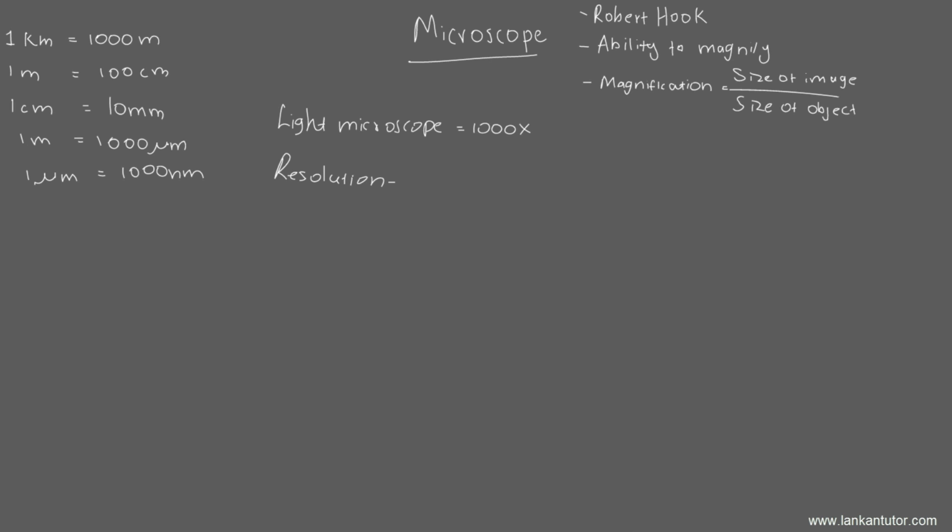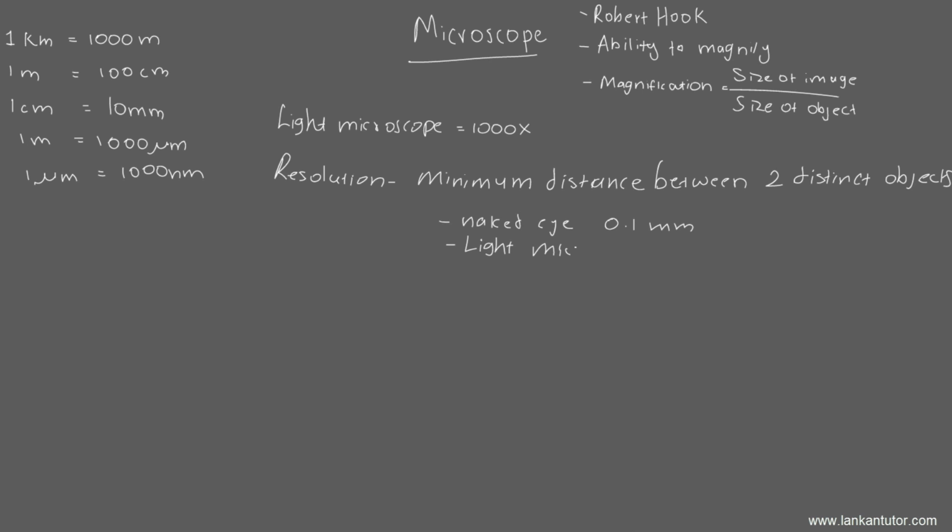So we're going to talk about something that you've heard. It's called resolution. You've probably heard this word in 1,000 different places, but can you define it? The minimum distance between two objects to distinguish them as distinct is termed resolution power. Now, these are the things that you need to remember about resolution. The resolution of the naked eye is 0.1 millimeter. The resolution of the light microscope is around 0.2 micrometers. And the resolution of the electron microscope is 0.2 nanometers.